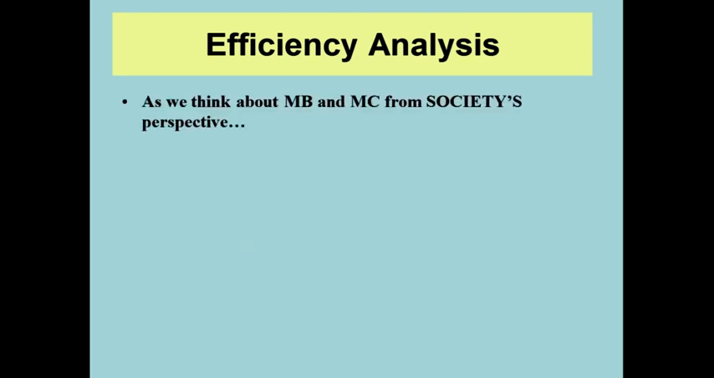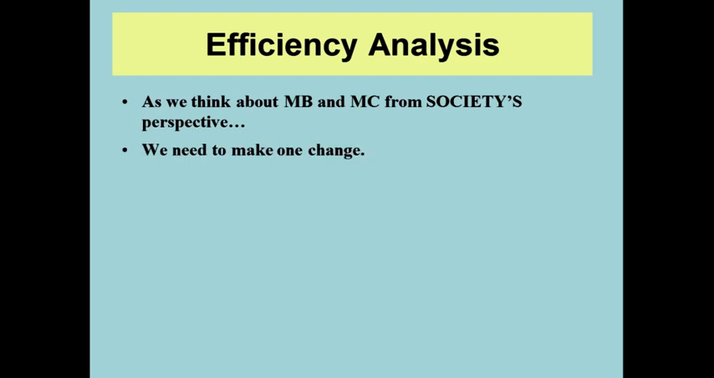Again, we're thinking about marginal benefit and marginal cost of widgets from society's perspective. So at the beginning of the semester, we did something very simple. We did things like the optimal number of slices of pizza to eat for one person, Brad. All we're doing is taking that same model and expanding it to society.